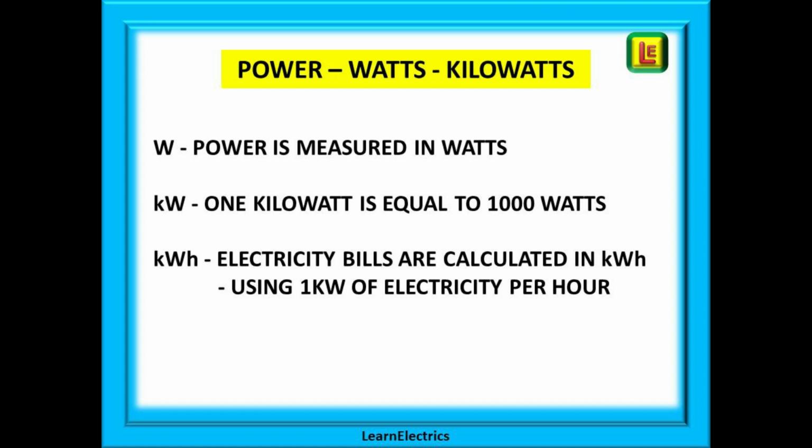When we use the power triangle, we need to use watts and not kilowatts. Kilowatts are thousands of watts. A lot of rating plates will show the power in kilowatts, or kW. It is easy to convert. Just multiply the kilowatt figure by 1000. As an example, 2.5 kilowatts would become 2500 watts.